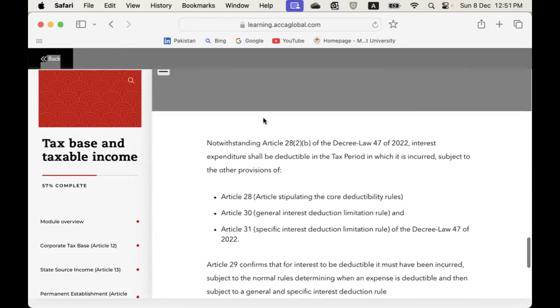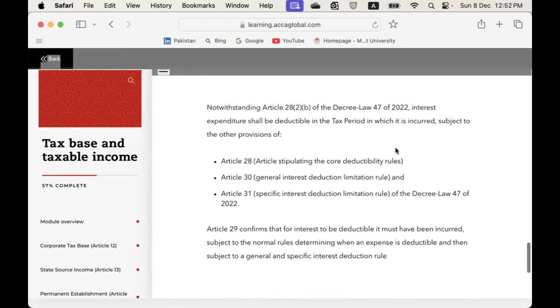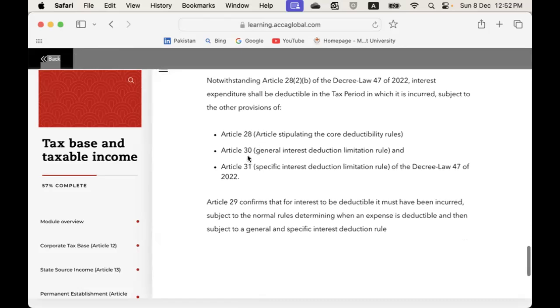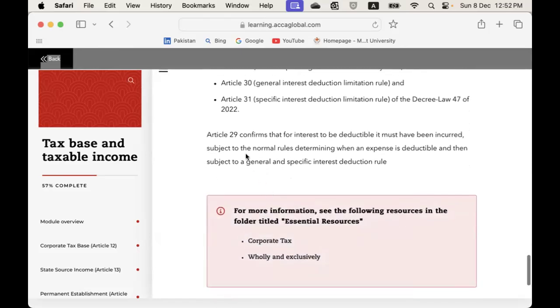Interest expenditure. That's a key concept of the corporate tax law. So let's quickly go through it. Notwithstanding Article 28(2)(b) of the decree law, interest expenditure shall be deducted in the tax period in which it is incurred, subject to certain provisions provided in Articles 28, 30, and 31. We will see what these provisions are. So Article 29 confirms that for interest to be deductible, it must have been incurred, subject to the normal rules of determining when an expense is deductible.